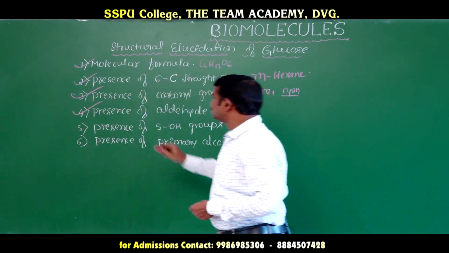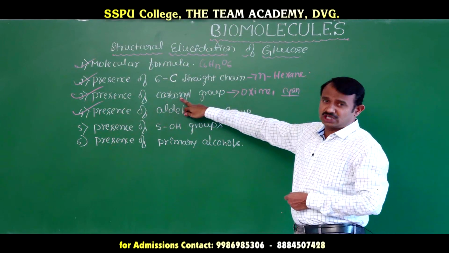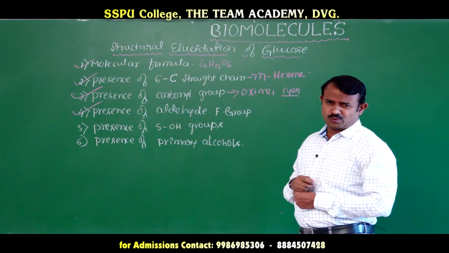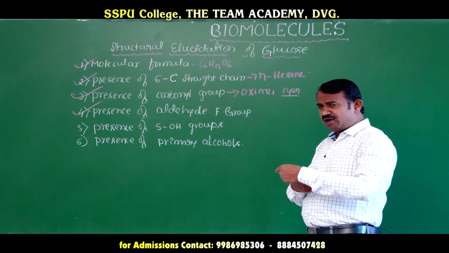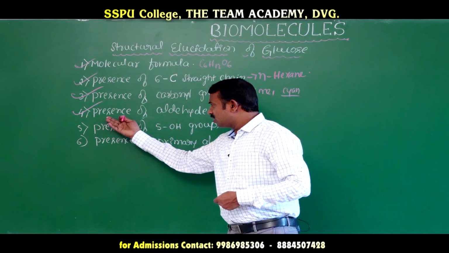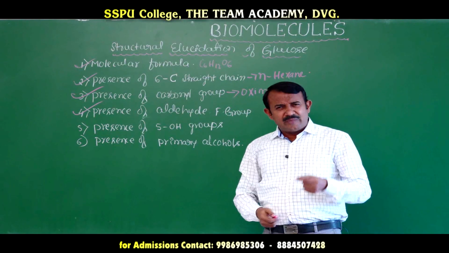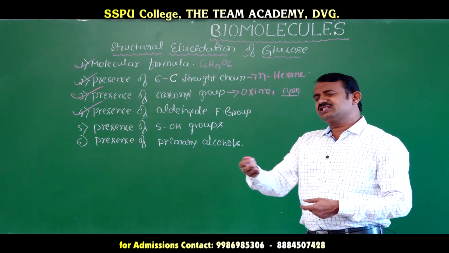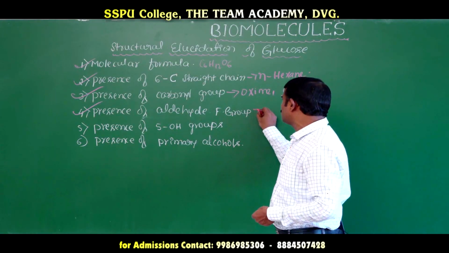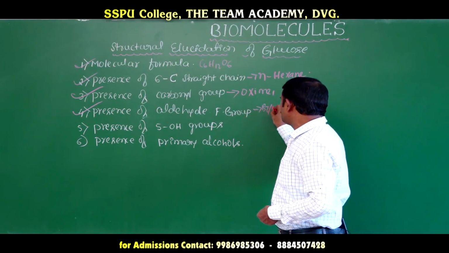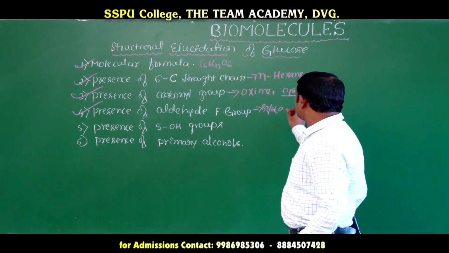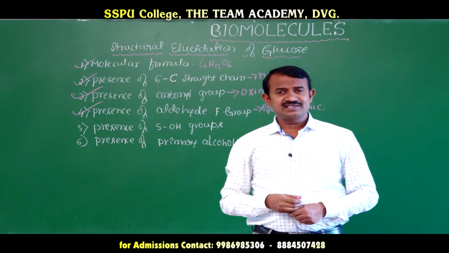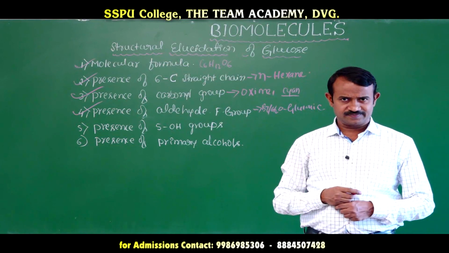Next we will go for the presence of an aldehyde group. Coming from carbonyl, next we will find the aldehyde. When glucose is oxidized with a mild oxidizing agent like bromine water, the aldehyde is converted to a carboxylic acid. Glucose is converted to gluconic acid, and this reaction indicates the presence of an aldehyde group.